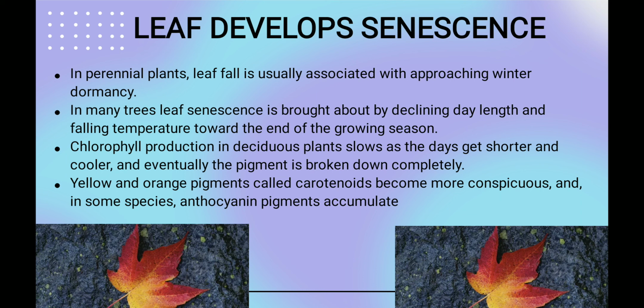In many trees, leaf senescence is brought about by declining day length and falling temperature toward the end of the growing season. The chlorophyll production in deciduous plants slows as the days get shorter and cooler, and eventually the pigment is broken down completely. This happens during the autumn season. Yellow and orange pigments called carotenoids become more conspicuous, and in some species, anthocyanin pigments accumulate.